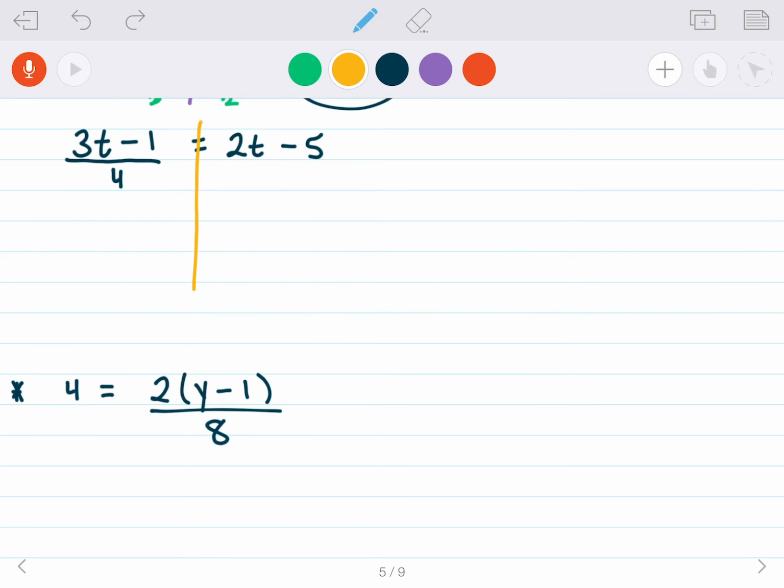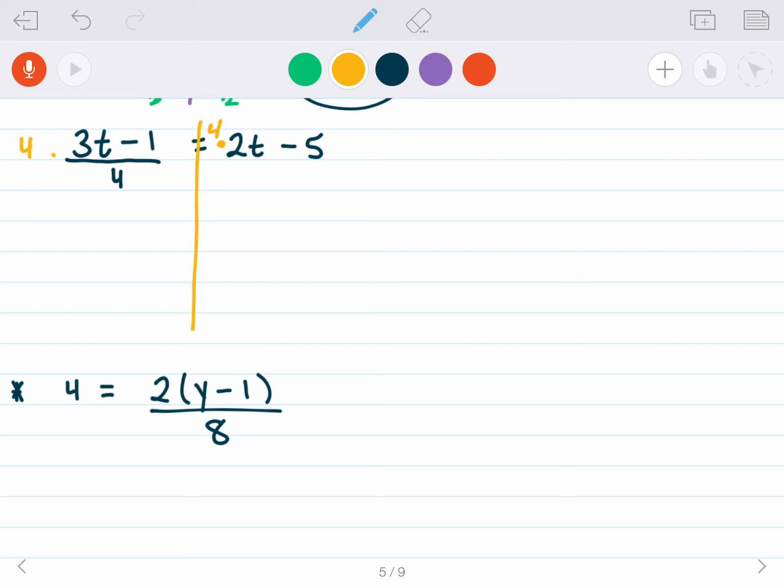So we have 3t, our variable's t this time. 3t minus 1 over 4 equals 2t minus 5. So we don't have any parentheses to get rid of. We don't have any like terms on the same side to combine. I do see a fraction, which is annoying. I don't like a fraction. So on the left side, I want to get rid of that division by 4 by multiplying both sides by 4. And this is what I'll see students do.